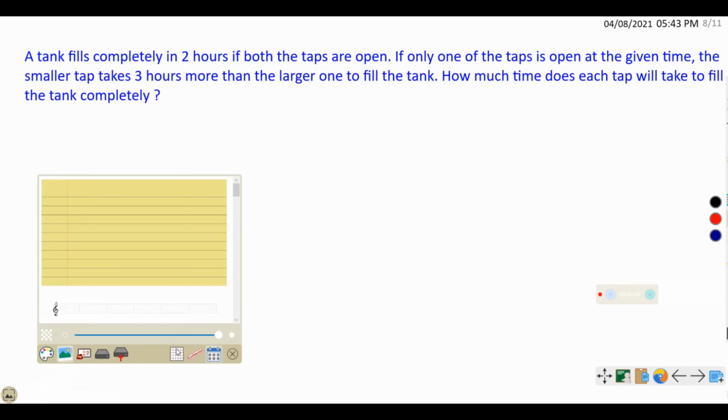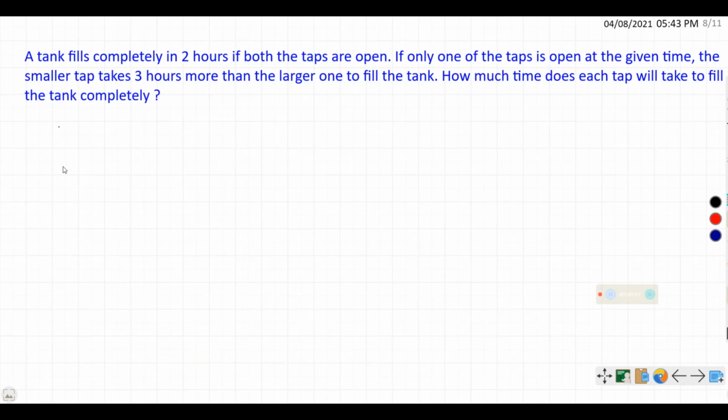Dear students, we are continuing with the same chapter, quadratic equation, where we are going to deal with some practical situations in day-to-day life where quadratic equations can solve the problem. Here is a question: a tank fills completely in 2 hours if both the taps are open. If only one tap is open at a given time, the smaller one takes 3 hours more than the larger one to fill the tank. How much time will each tap take to fill the tank completely?